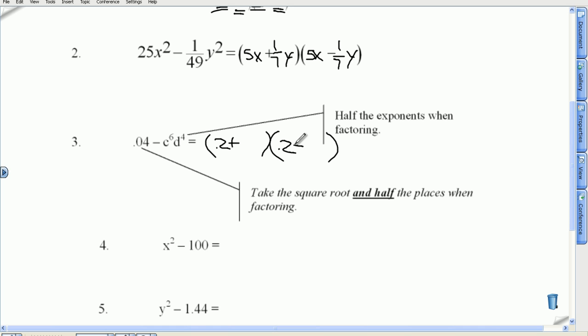When you take the square root of an even exponent, you divide that in half. So half of 6 is 3, and half of 4 is 2. So final answer, 0.2 plus c cubed d squared times 0.2 minus c cubed d squared.